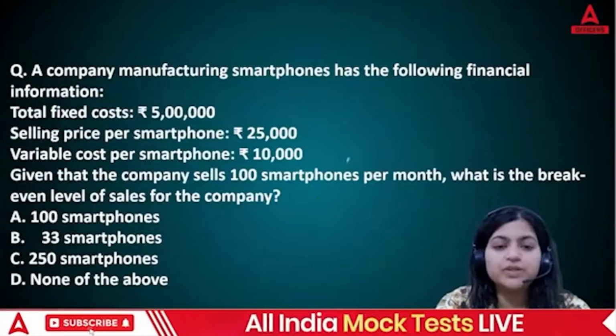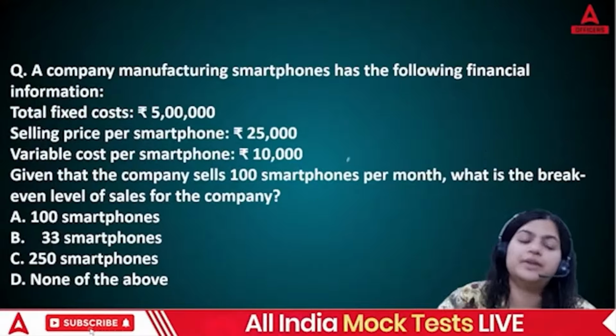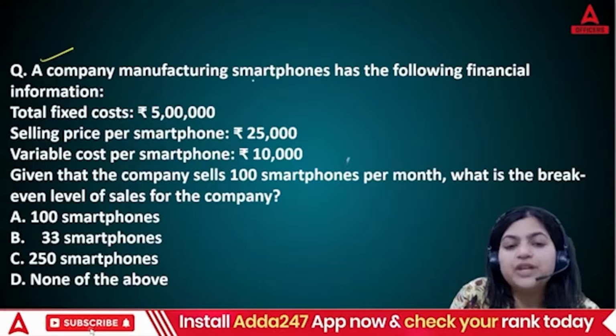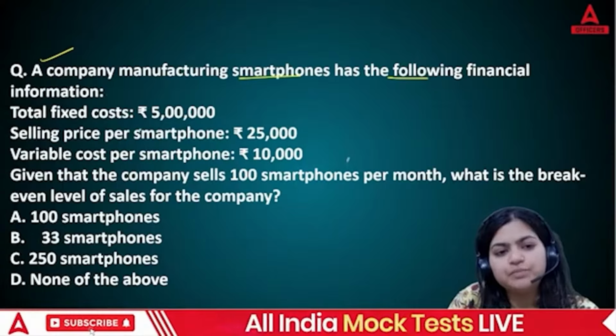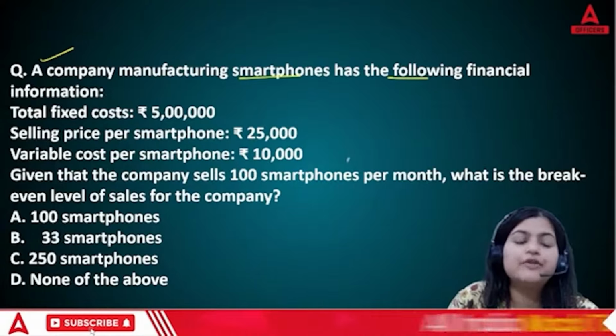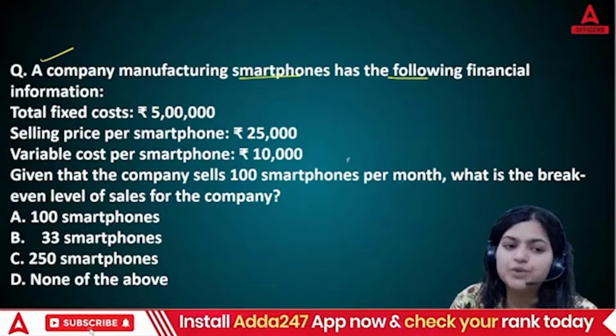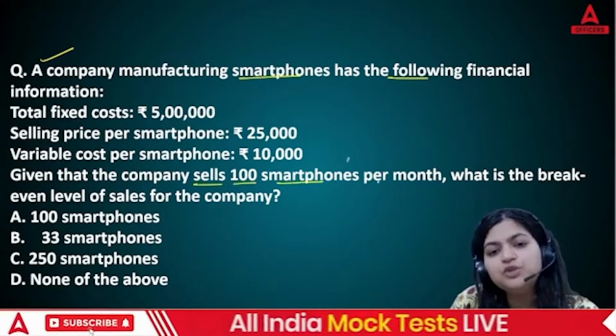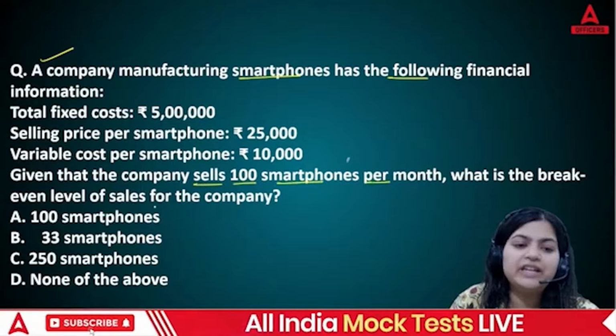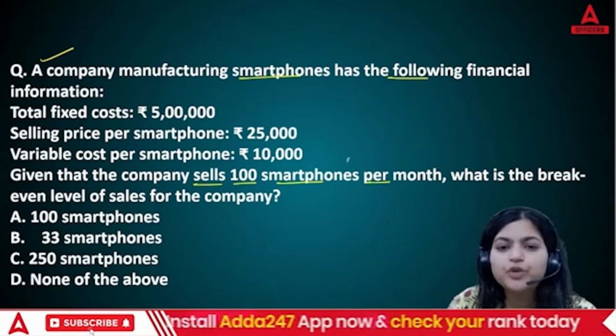Coming to next question. Now let's solve a numerical. A company manufacturing smartphones has the following financial information. Total fixed cost 5 lakh, selling price per smartphone 25,000, variable cost per smartphone 10,000. Now, given that the company sells 100 smartphones per month, what is the break even level of sales of the company? What you need to calculate here?